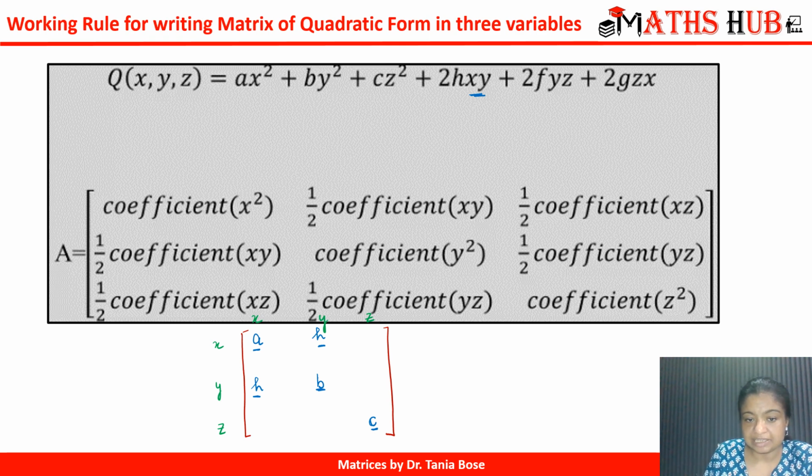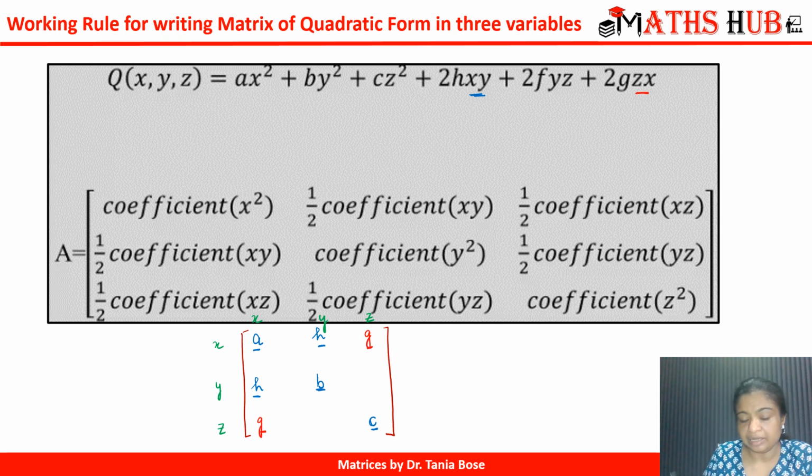Similarly, let us take this position. This is x into z. Similarly, this is z into x. So xz is same as zx. So what is the coefficient of zx? It is 2g. So place half of it, that is g and g over here.